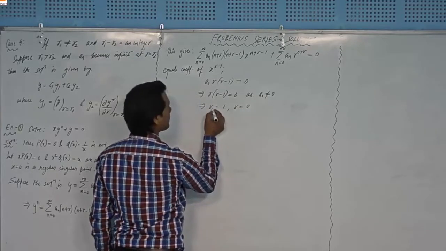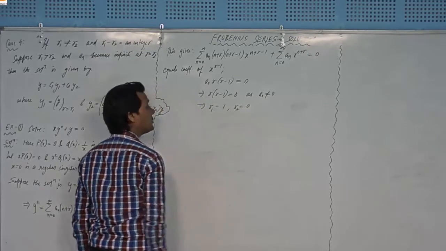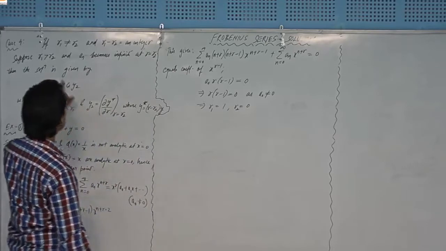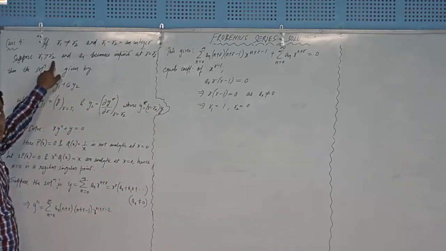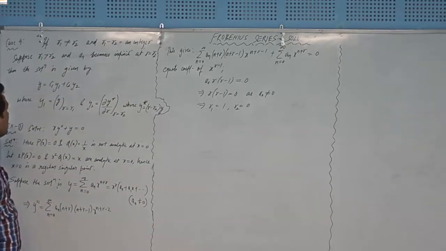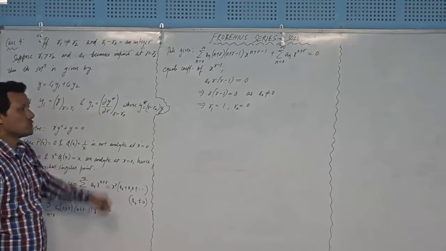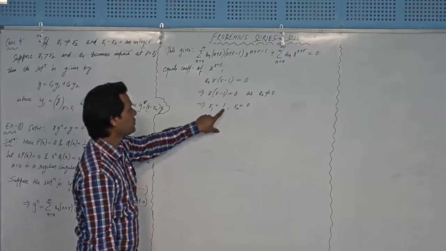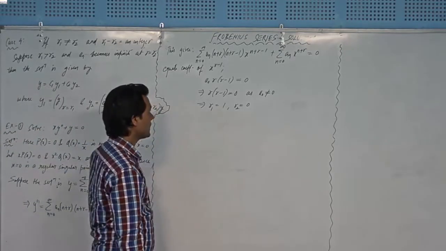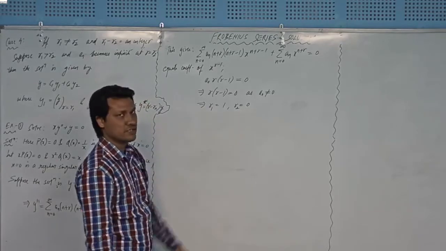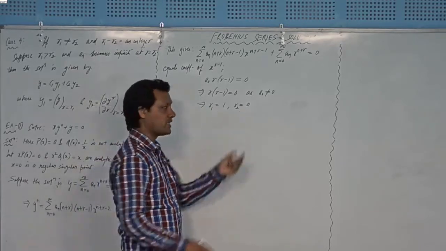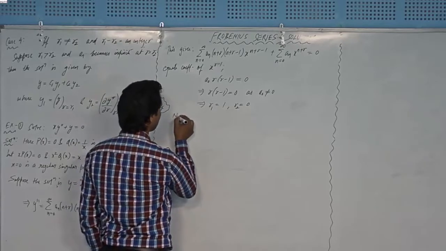So I will call it r1 and this will be my r2. Note that I have assumed that my r1 should be greater than r2, right? So you have to follow this in order to use this solution, right? So always take the biggest root as r1, right? So now comes the decisive step. You can see that the roots are distinct and they differ by an integer, right?